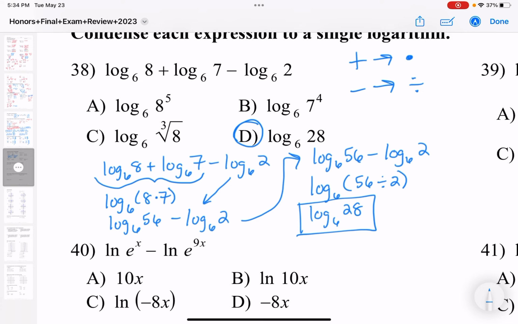Now, you should have recognized, okay, because in the beginning I said there were no numbers in front of the word log, that means there would be no exponents. That automatically counts out A, which has 8 to the 5th, an exponent. B, which has 7 to the 4th, an exponent. C has the cube root of 8. Well, cube roots can be written as the exponent 1/3. So as long as you know that there's not going to be any exponents, we can automatically say it can't be none of those. So the only answer choice left would have been D, the only one without an exponent.